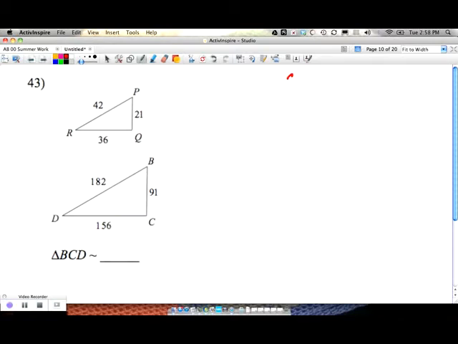43. Okay, so the only thing that we could check is by side, side, side, and all 3 of those sides have to be proportional. So let's check that. First we got to figure out which ones are corresponding. I'm going to box this 21. That would go with this 91. How do I know that? They're both the shortest side on both triangles. Let's look for the medium side. I see 36 down here is like the medium side, so I'll make a triangle around that one. That means that 156 also has a triangle. And then 182 and 42 would be the last ones.